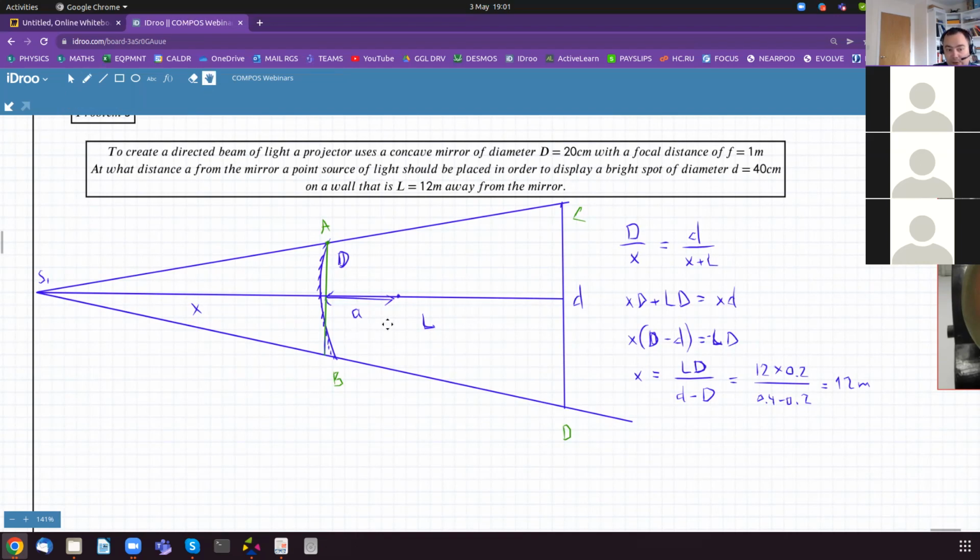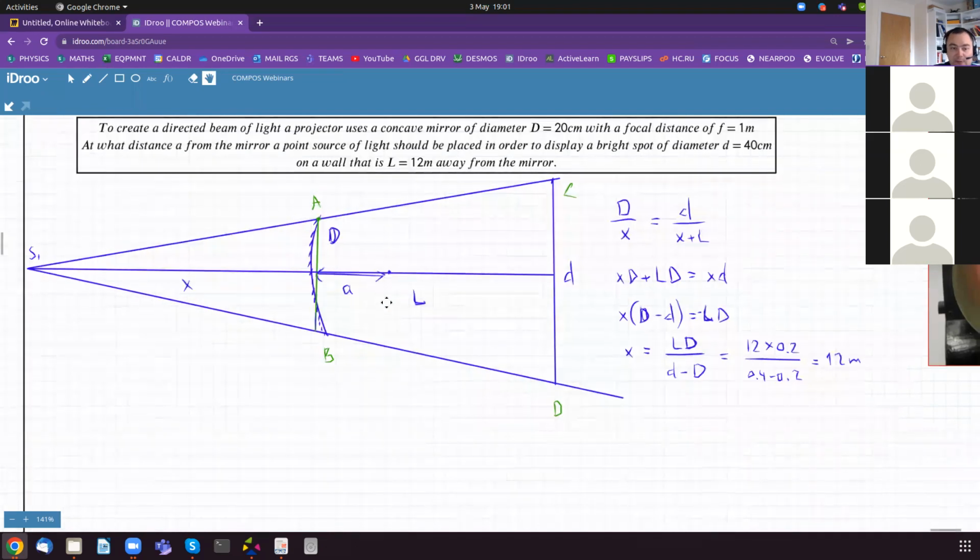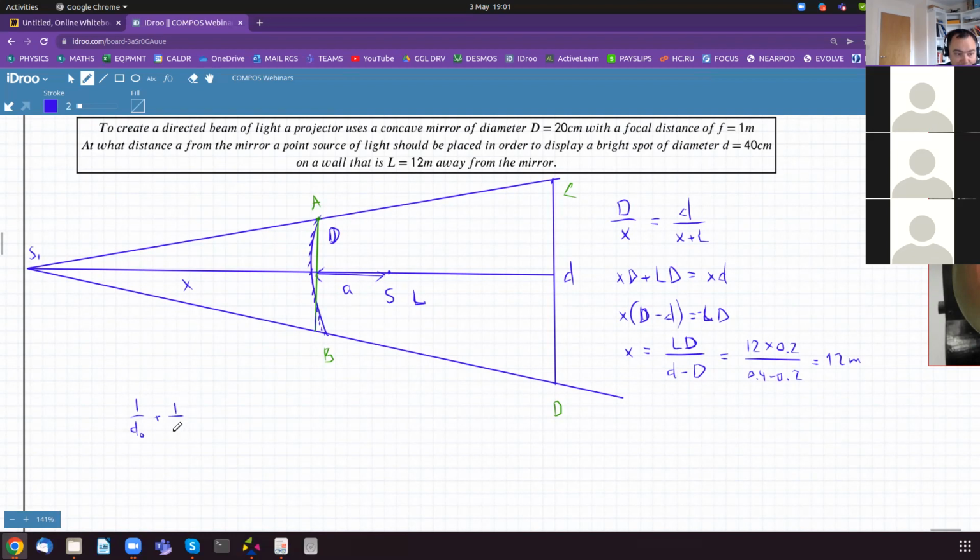But we need the position of S. So we need A. So we're using the formula for the lens: 1 over the distance to the object plus 1 over the distance to the image equals 1 over F. Now, because the image is virtual, the distance to the image is going to be minus 12 meters. This is important.